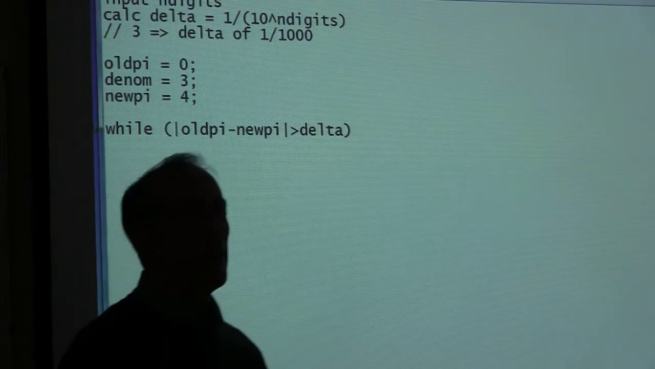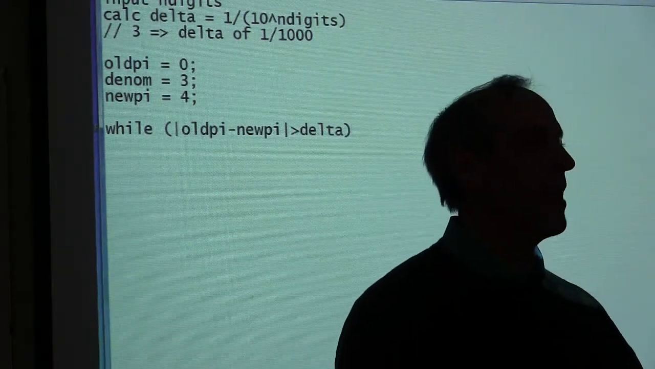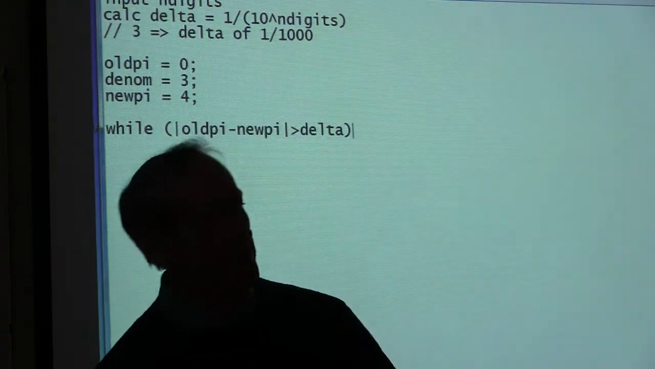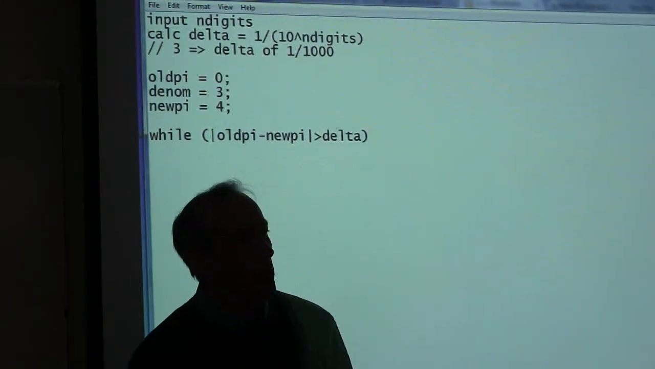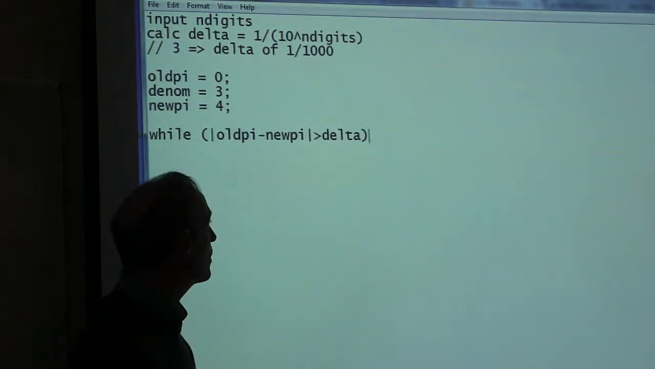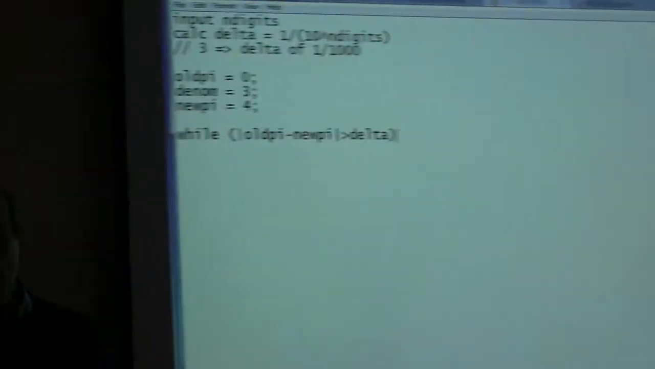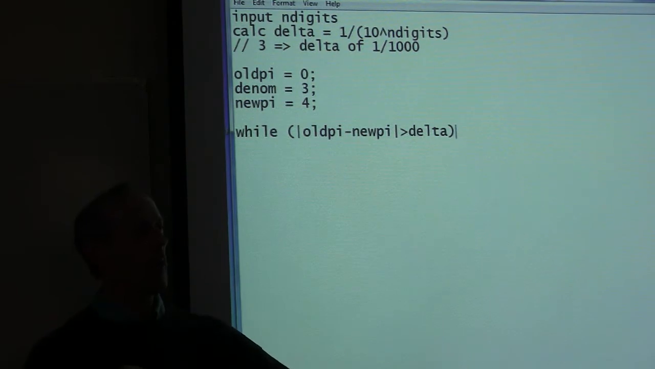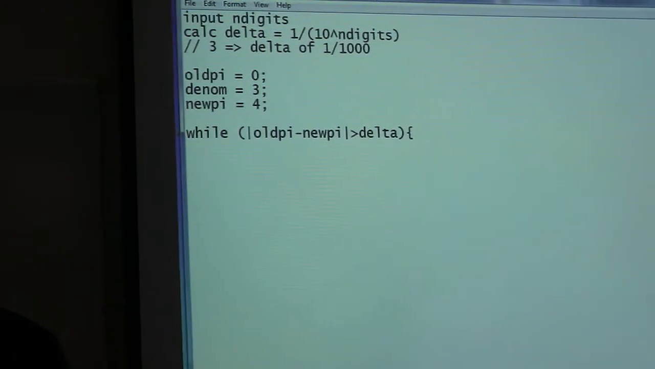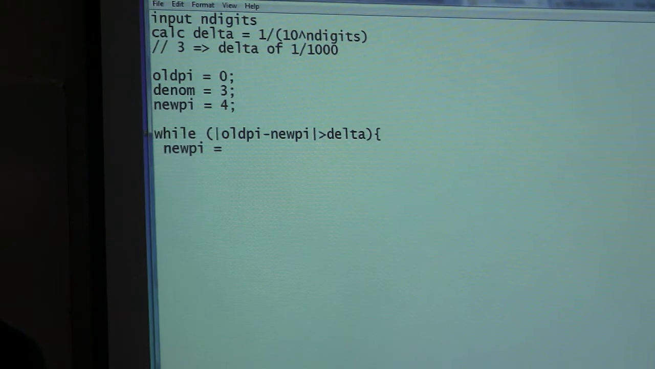greater than or equal, but equality of doubles is usually never happening. Exact equal doubles never happen. You almost always want to compare doubles to some epsilon or delta, some threshold. So while the difference between the last calculation and the current calculation is still greater than delta, we keep going. That's the idea. New pi equals old pi plus 4 divided by the denominator.